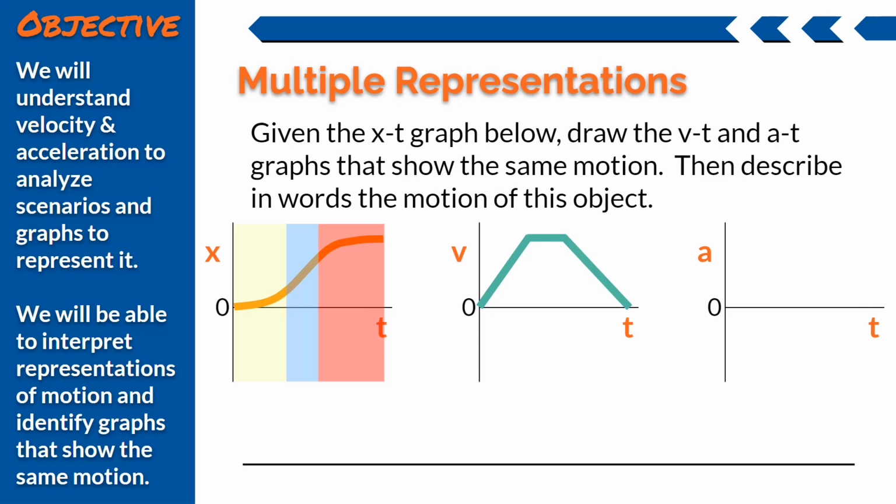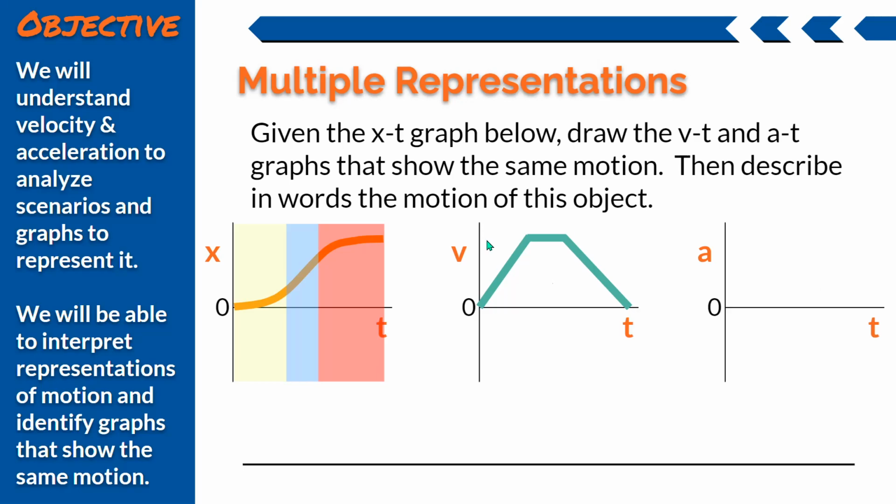Okay, again, you need to be able to do that. Go through that thought process so you can sketch it out as well. Okay, so again, this object is moving forward the whole time. It speeds up, it moves at a constant velocity, and then it slows down, forward the whole time.